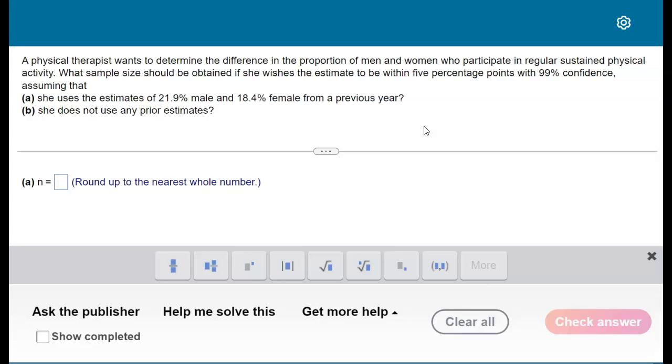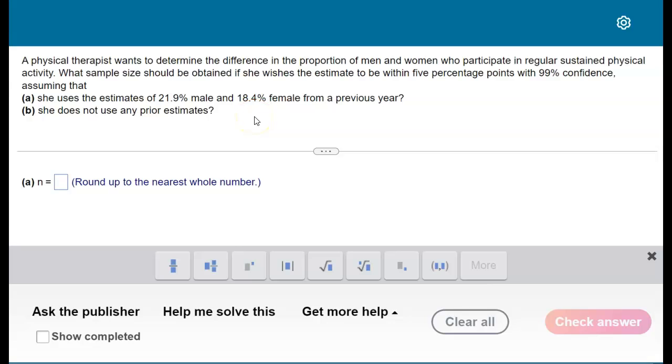So a physical therapist wants to determine the difference in the proportion of men and women who participate in regular sustained physical activity, and they're trying to determine the sample size to obtain within 5 percentage points with 99% confidence. And those two things are actually really important to be able to calculate. So 5 percentage points is our margin of error, and then 99% confidence is our confidence level. So there's two different scenarios. One is if we have prior estimates, and one is if we don't.